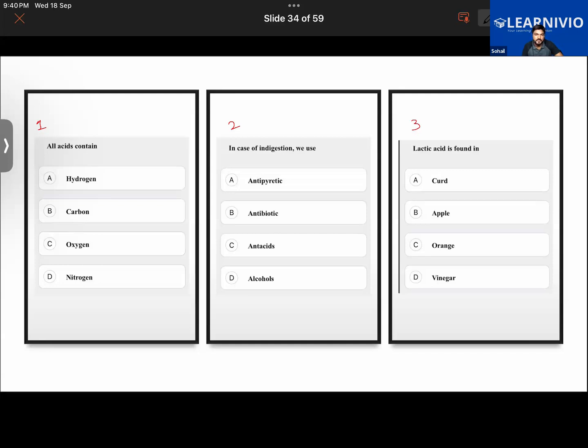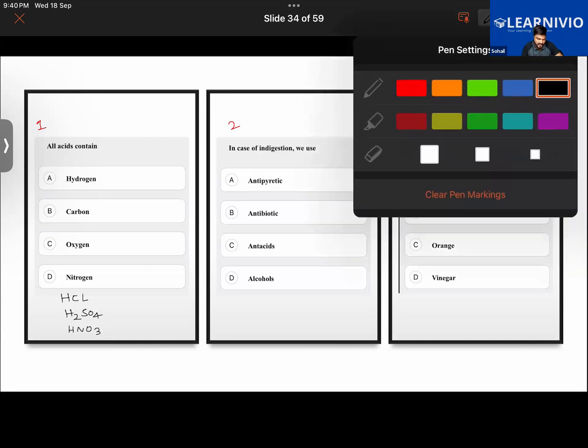Is it hydrogen? Exactly, that is hydrogen. Now, when I write down the chemical formula of acids, HCl is hydrochloric acid, sulfuric acid is H2SO4, nitric acid is HNO3. What is common in all of them? Hydrogen, that is represented by H. So hydrogen is common in all of them.